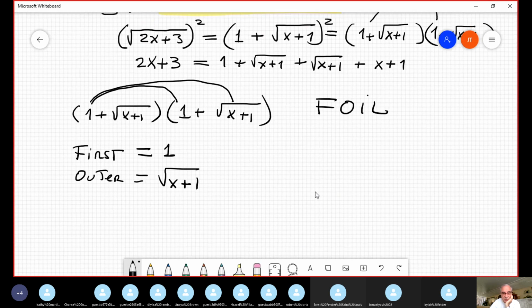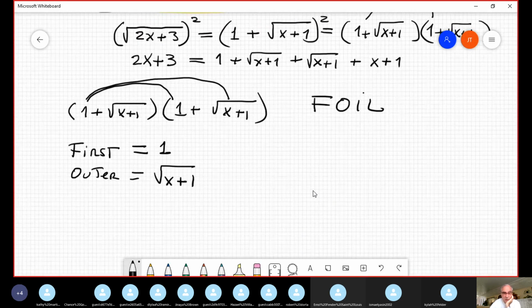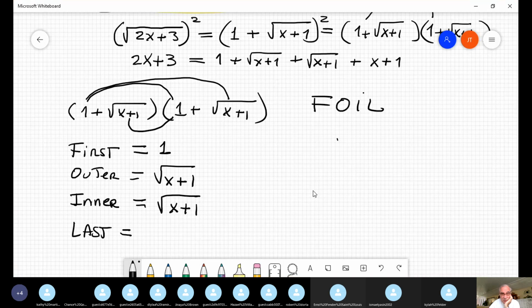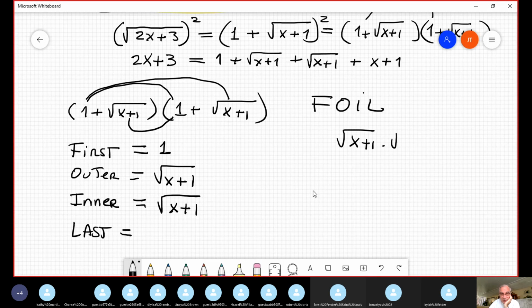Now what's the next? Inner. Inner is radical times 1. In this case it always happens, it's a twin brother, it's the same, because the square root of x plus 1 times 1 is the square root of x plus 1. And last is the square root of x plus 1 times the square root of x plus 1. You know that this is x plus 1, without the radical. Do you understand this or no?